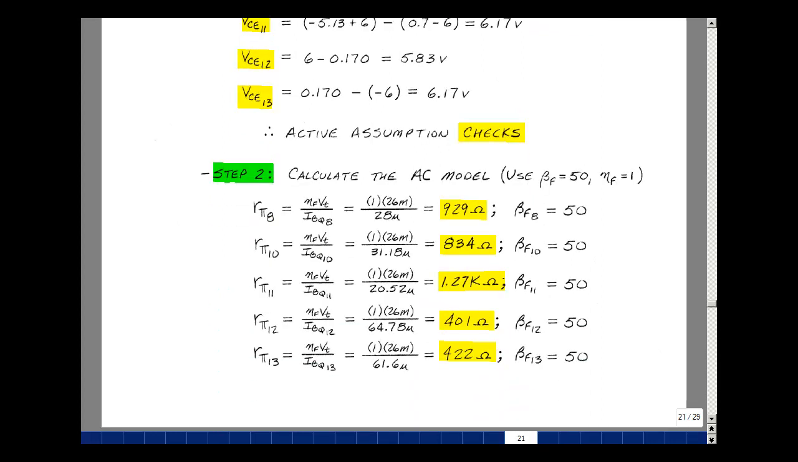Again, we'll need a value of beta F to do this. Let's use 50. This is a suggested value in that application note by Motorola. R pi 8 is beta F V sub T over I sub B Q8. That was 28 microamps, so I get 929 ohms. R pi 10, the current was 31.18 microamps, that's 834. For 11, it was 20.52 microamps, 1.27 K. For transistor 12, it was 64.78, that's 401 ohms. For 13, it was 61.6 microamps, that's 422 ohms, and the betas will all be the same as the DC betas of 50.